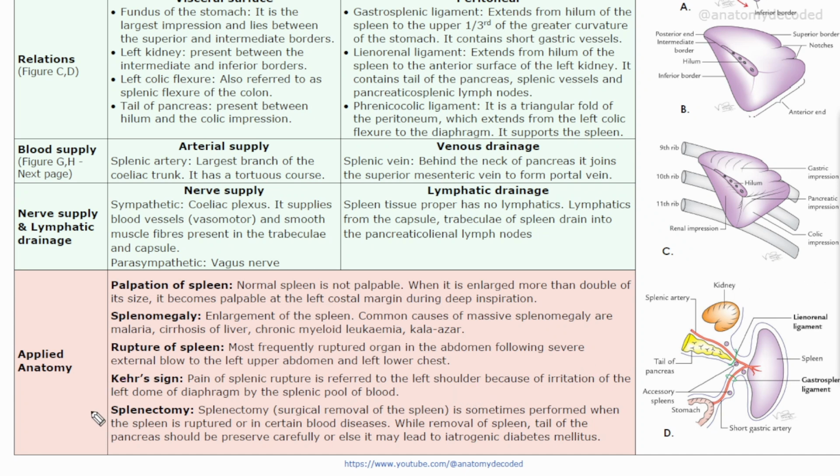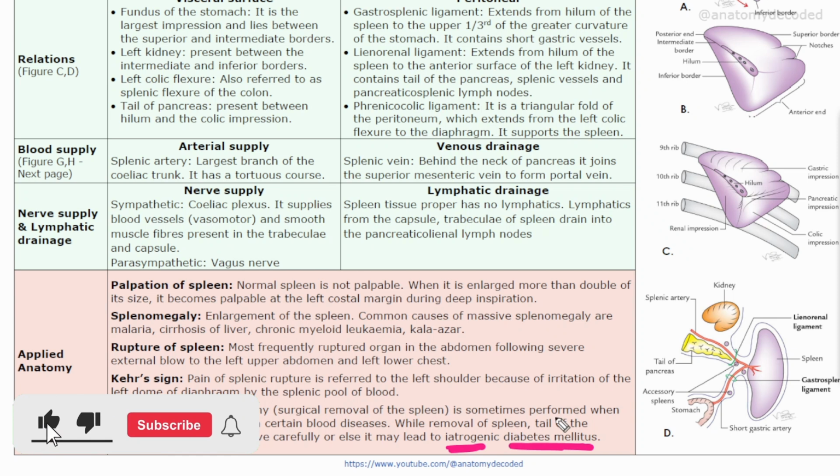Then splenectomy means removal of the spleen surgically. It is performed when the spleen is ruptured or in certain blood diseases. While removing the spleen, the tail of the pancreas should be preserved very carefully. As we can see, the tail of the pancreas is related to the spleen, and the tail of the pancreas contains the maximum number of islets of Langerhans. If it is damaged, it may lead to iatrogenic diabetes mellitus. Iatrogenic means diabetes which is induced by some medical procedure.